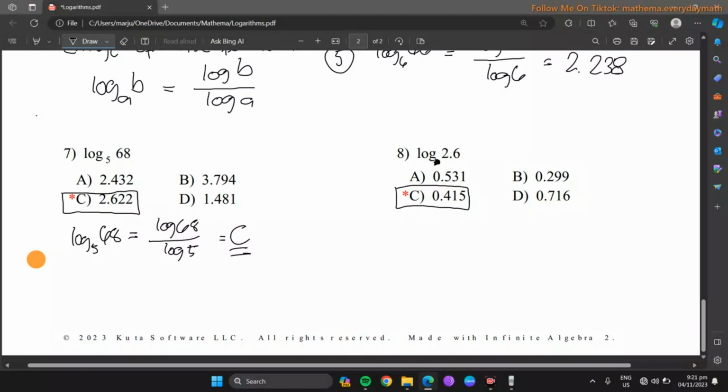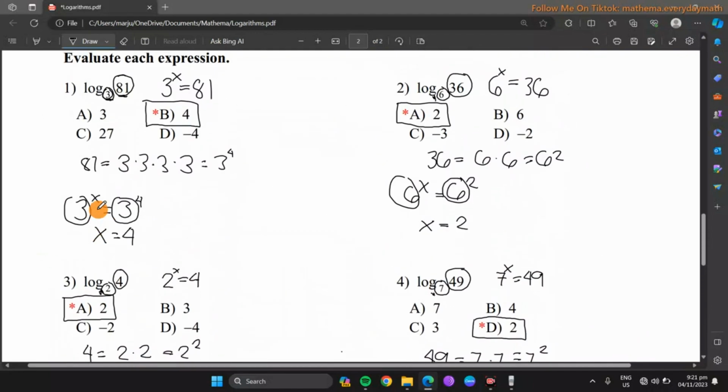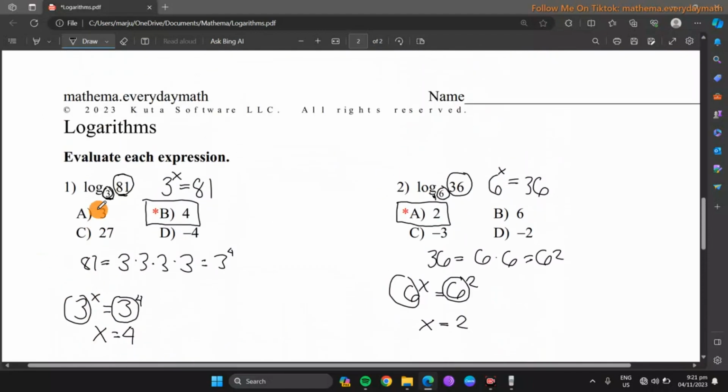And then, we have number 8. So, number 8 is very straightforward. We have log of 2.6. But then again, using the change of base formula, this is just equal to the log of 2.6 over a log of 10. Kasi nga, walang number dito, right? So, again, that is base 10. So, again, this will give you letter C as the correct answer as well. So, that is all about evaluating logarithmic expressions.